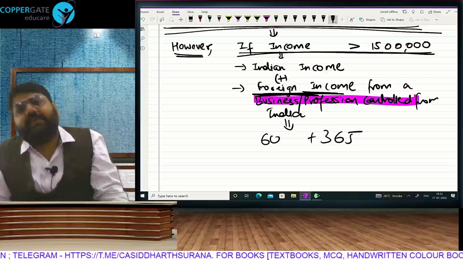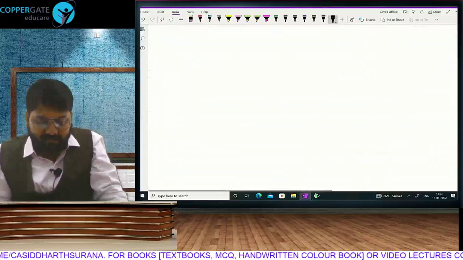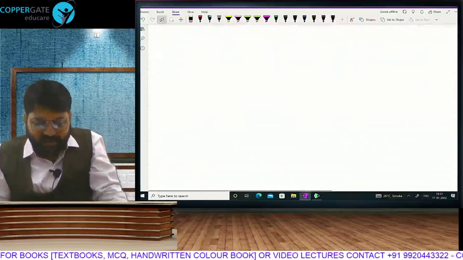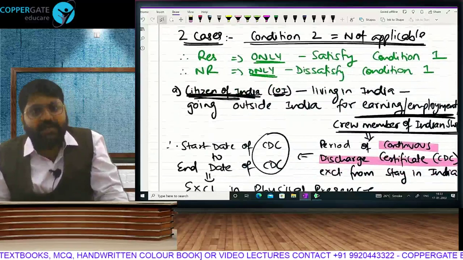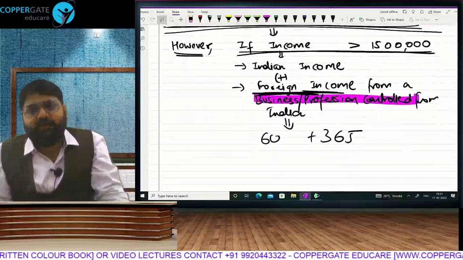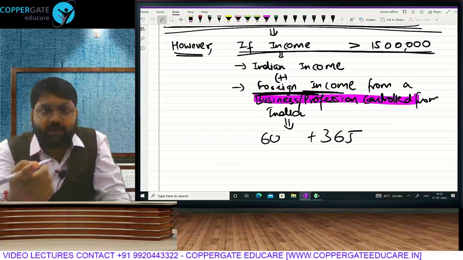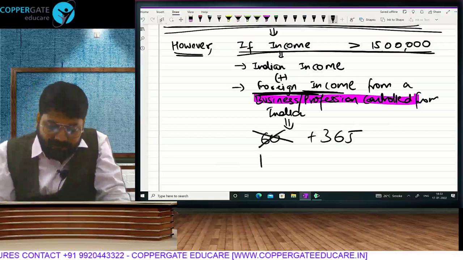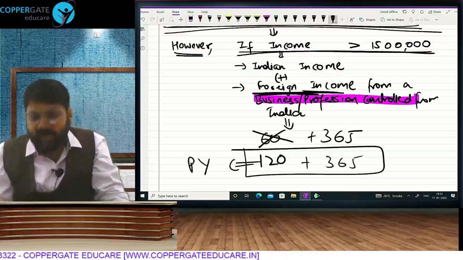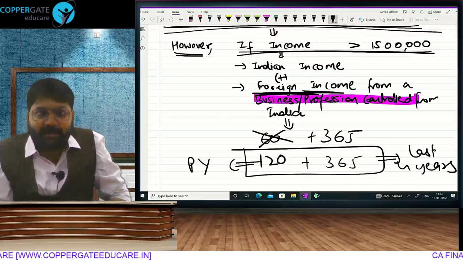60, 365. Can I say earlier we made it not applicable to these people who are coming for visit? First we said what? Two conditions. Then we said what? In the exception, what we said? Only condition one is applicable. Condition two is not applicable. Correct or no? Now, if your income is crossing 15 lakh rupees, then condition two will again become applicable. 60, 365, which got cancelled, no? For people who come for visit, it will again be applicable, but not like this. This will become 120 and 365. That means in the current year it has to be 120 days, and in the last 4 years it has to be 365 days. Condition is applicable, but not in the original form.